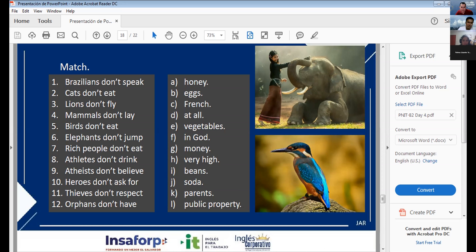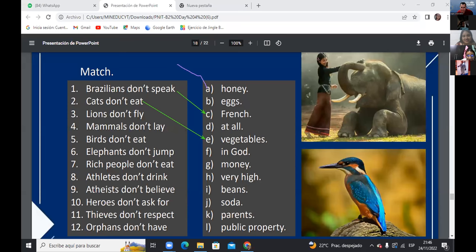Heroes don't ask for public property. Teacher, eso es lo que tenemos que hacer, ¿verdad? Tengo problemas de conexión. Pero mire, aquí estamos. Dice, lions don't fly. Don't fly at all, para nada. At all es para nada. Ni bajito, ni alto, ni nada.